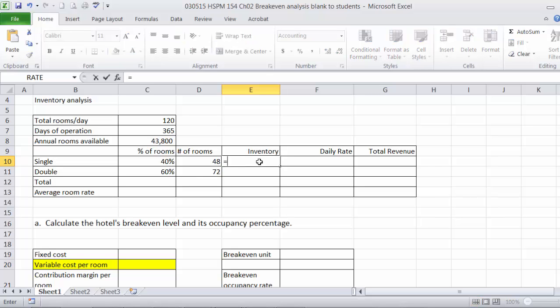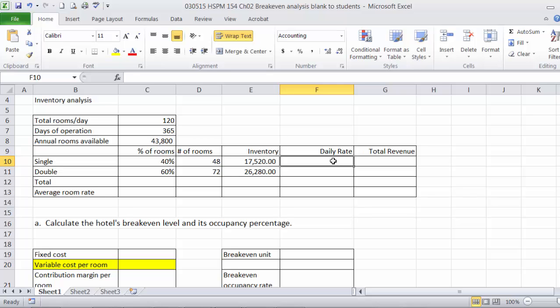So what's your inventory? We take this 48 and multiply by 365, the number of days we have. We do the same thing for the other. If you make a mistake, no problem. All you have to do is fix that. Okay, so that's total inventory. That's inventory for these two types of rooms, right? If you have other types of room, what do you do?